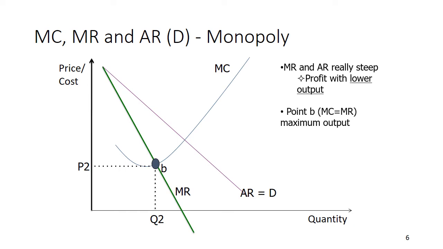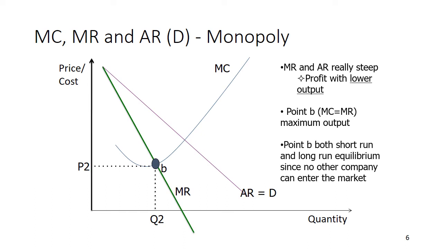The point B is where the MC and MR are equal, the maximum point. Point B is both the short run and long run equilibrium, since no other company can enter the market. So in the long run and short run, they face this kind of behavior in the market. So we do not need two analyses like long run and short run, because both are the same, because there is no entry in the long run.